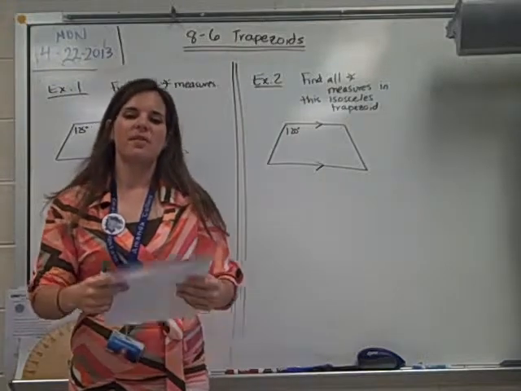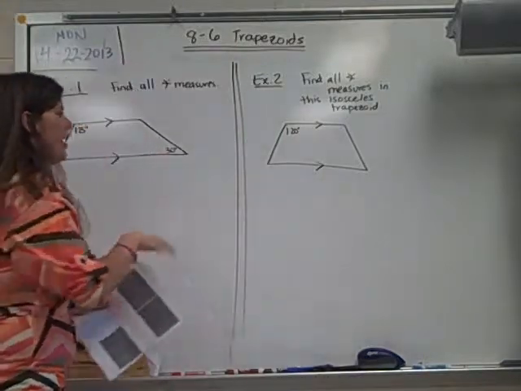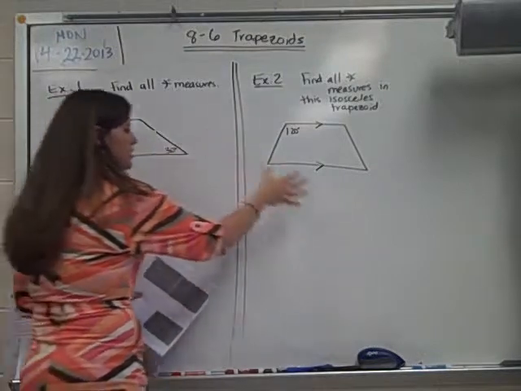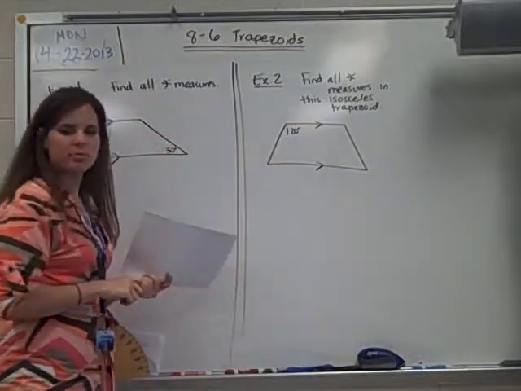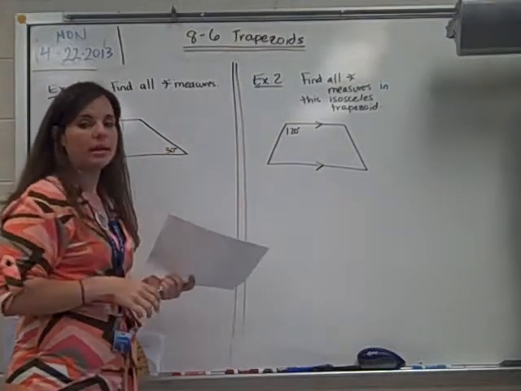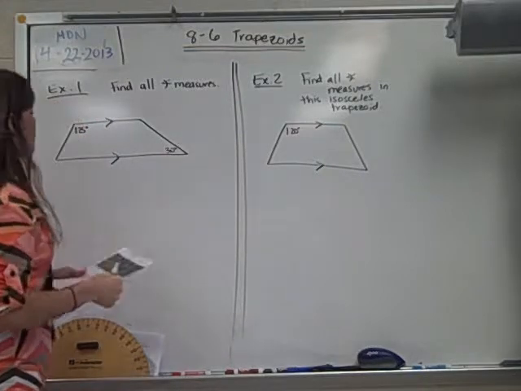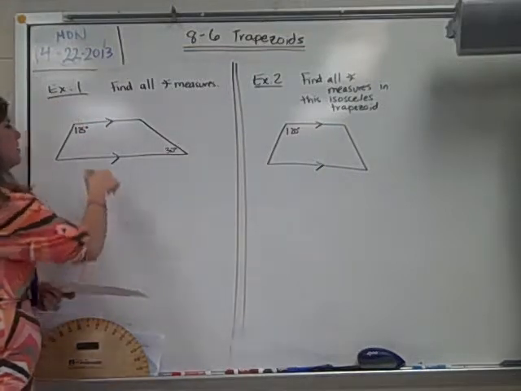The second video in section 8.6, trapezoids. We just wrote down the vocabulary words and some properties of isosceles trapezoid and then just a regular trapezoid. I want us to take a look at example number 1 together.